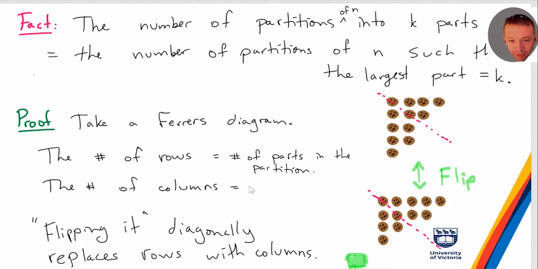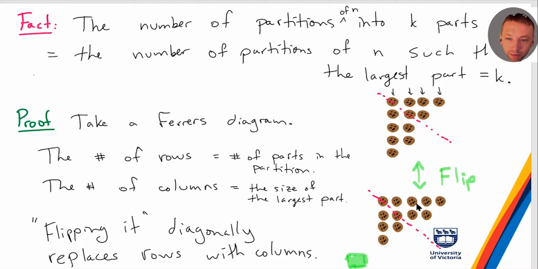The number of columns is just equal to the biggest element, so it's equal to the size of the largest part. If I take the Ferrers diagram and I flip it diagonally, that is the same thing as saying I look at the first column, which has 1, 2, 3, 4, 5 things, and I write it as a row. I take the second column and I write it as a row.